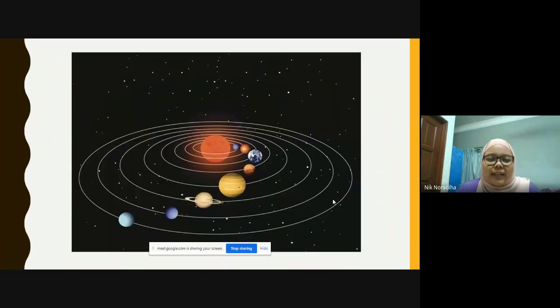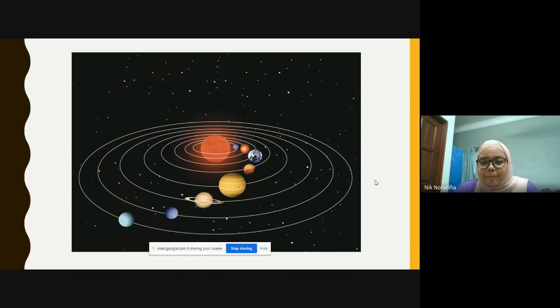Alright? Okay. If you can see on your screen, there's a mini orbit here. Each of the planets, each one of them has their own orbit. Okay? They are not borrowing their friend's orbit. They have their own orbit. Alright.